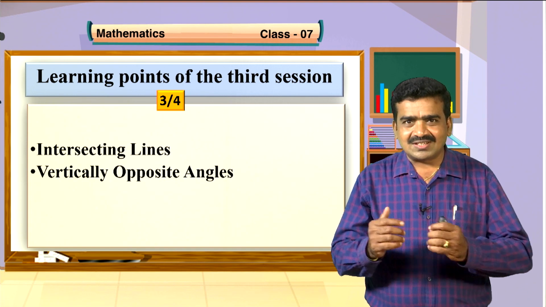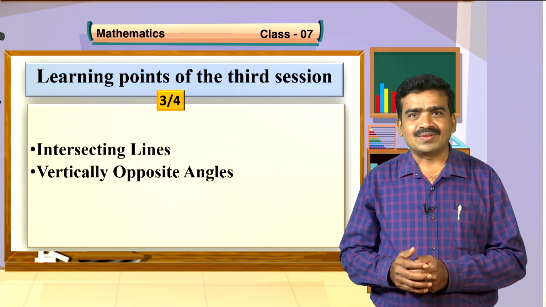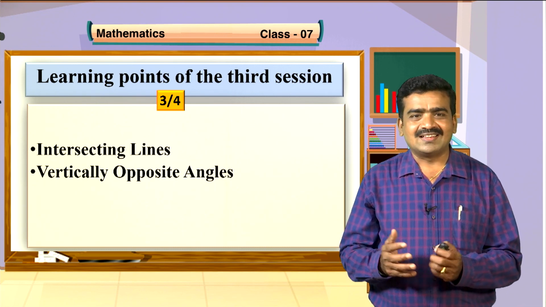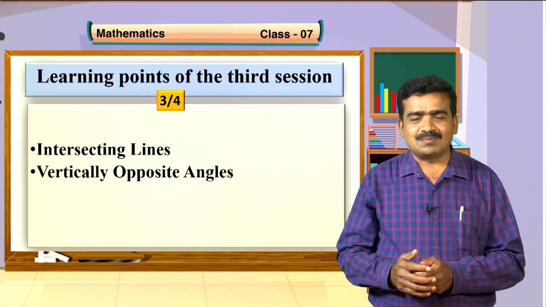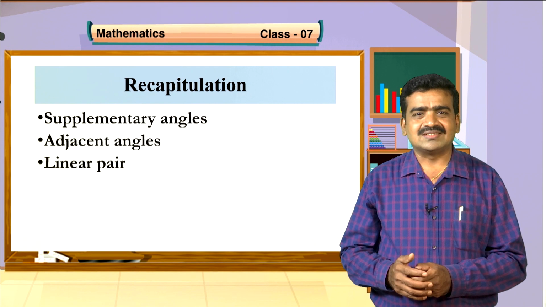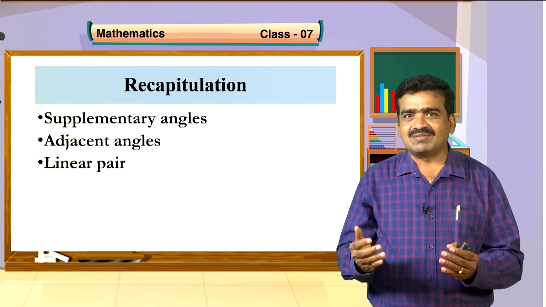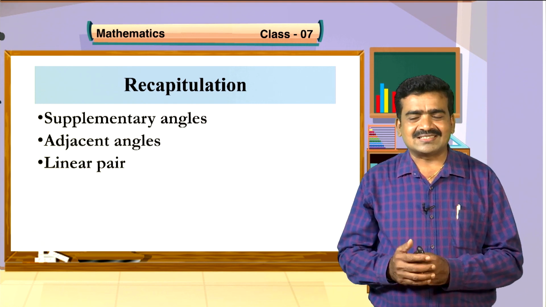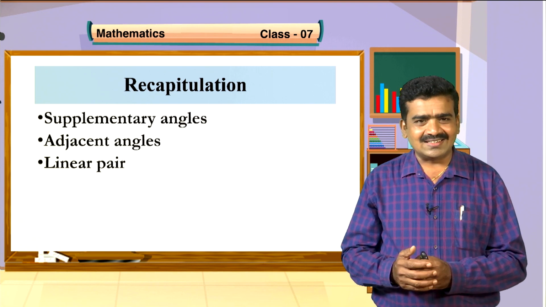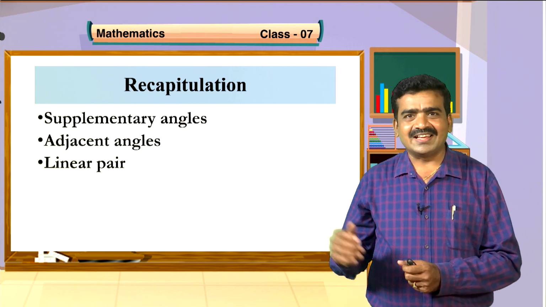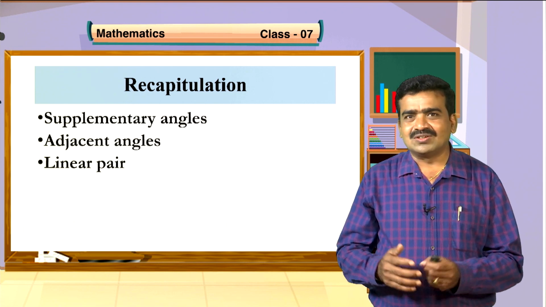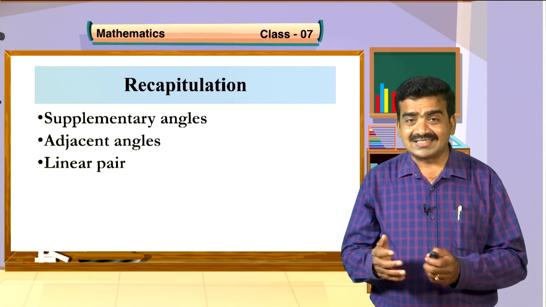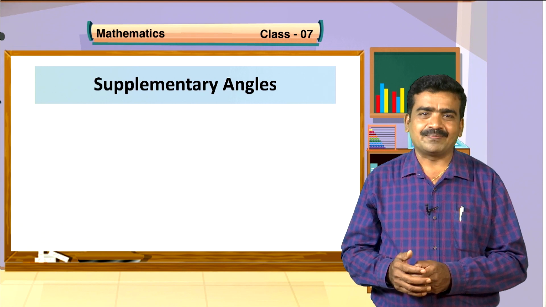These two are the major concepts for today's session. You are going to learn in detail and you are going to solve problems based on intersecting lines and vertically opposite angles. My dear students, let us recall the things we have learnt in the second session. In the second session, you have learnt about supplementary angles, adjacent angles and a linear pair. And also you are able to recall the meaning of supplementary angles, adjacent angles and linear pair.